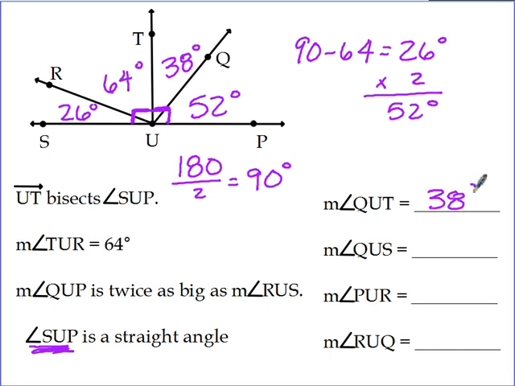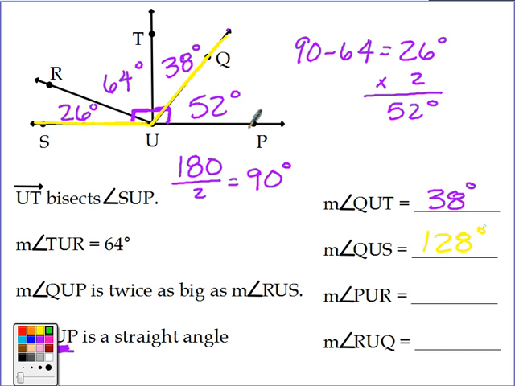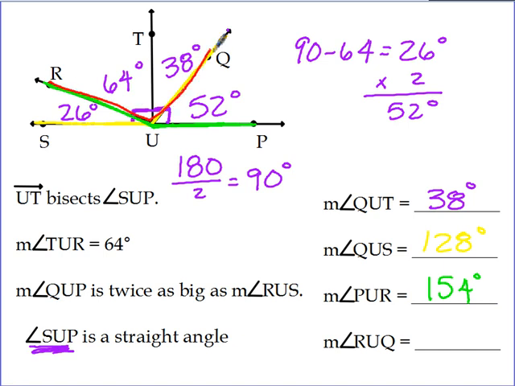QUS, okay, let's do this in a different color. Let's pick yellow. QUS is those three right there. So 26 plus 64 plus 38 gives me 128 degrees. PUR, let's go green. PUR, right there, so I'm going to add up 64 plus 38 plus 52, and that gives me 154. And finally, RUQ. RUQ is right there. 64 plus 38 is 102.